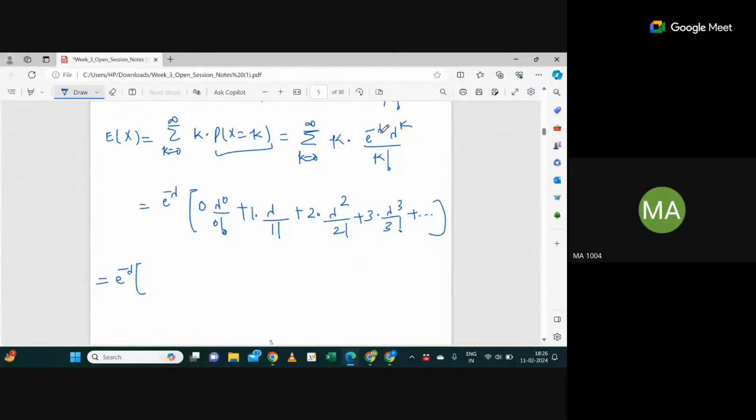What's the importance of keeping e raised to power minus lambda outside the summation? You can keep it inside, no worries, but for all the terms it will be multiplied by e raised to power minus lambda, so I can take it common outside because there is no k involvement. So this first term will be 0, and this will be lambda, plus 2 into lambda square by 2 factorial.